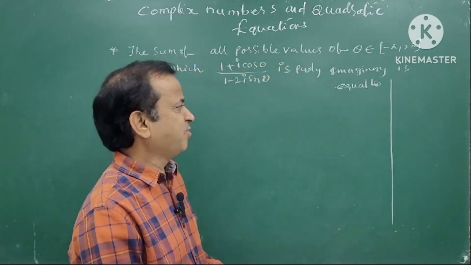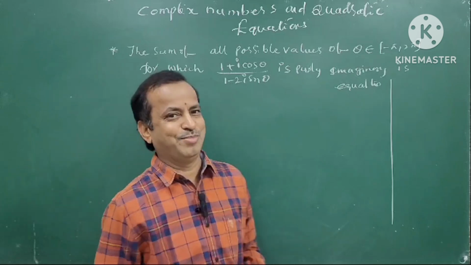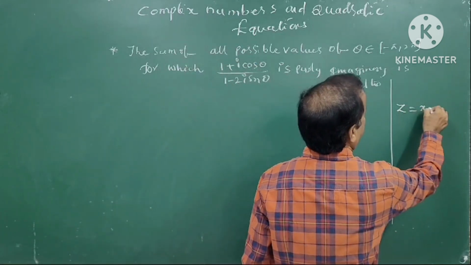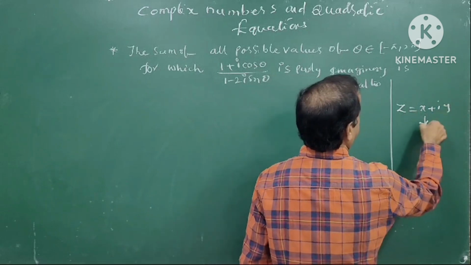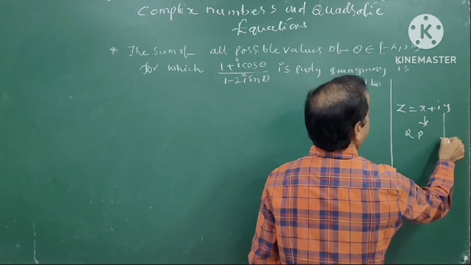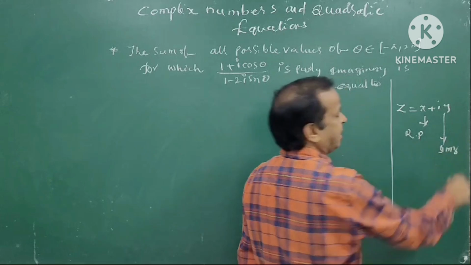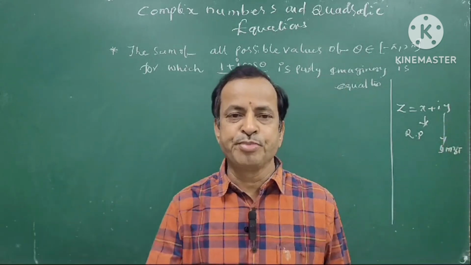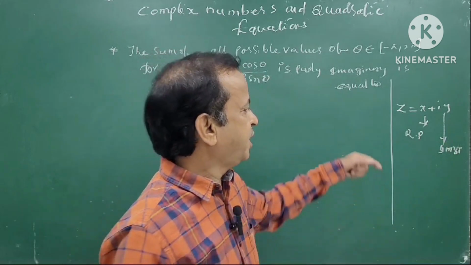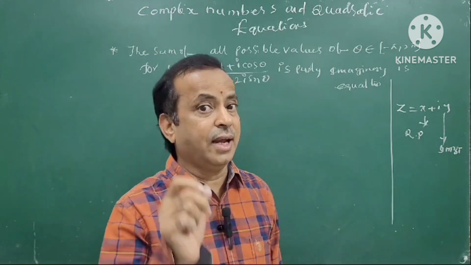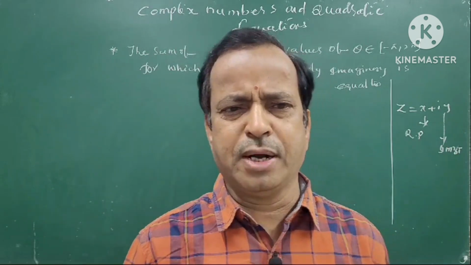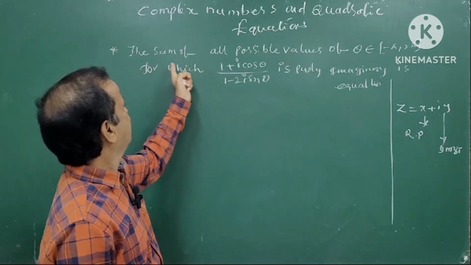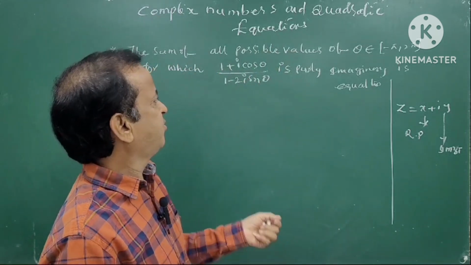In complex, first of all, we are going to discuss complex numbers. What is a complex number? Z is equal to x plus iy is a complex number. X is called the real part, y is called the imaginary part. Related to real and imaginary parts, one question is guaranteed.